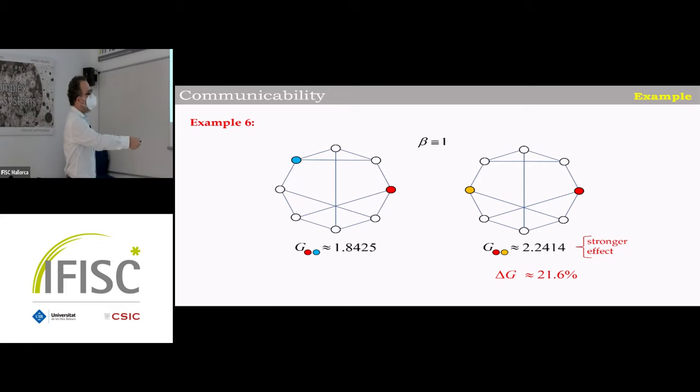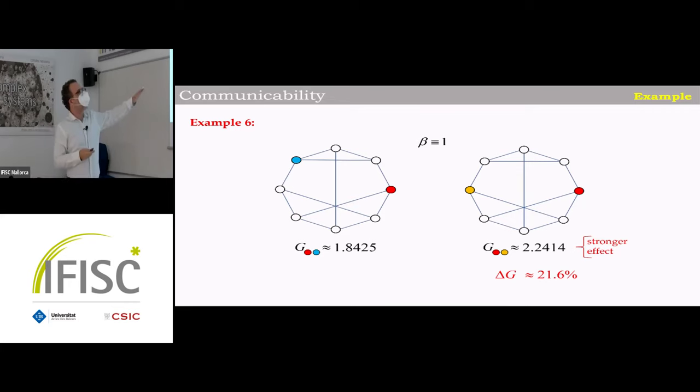And you can figure out here that the change in the communicability between these two pairs of nodes is about 22%. So it means that if there is a perturbation by the node marked in red, the node marked in yellow will feel it 22% more than the node marked in blue. Of course, this perturbation can be a physical perturbation if you have a physical network, like a vibration in a molecule. It could be related to, let's say, a disease if you are in another kind of network, etc.